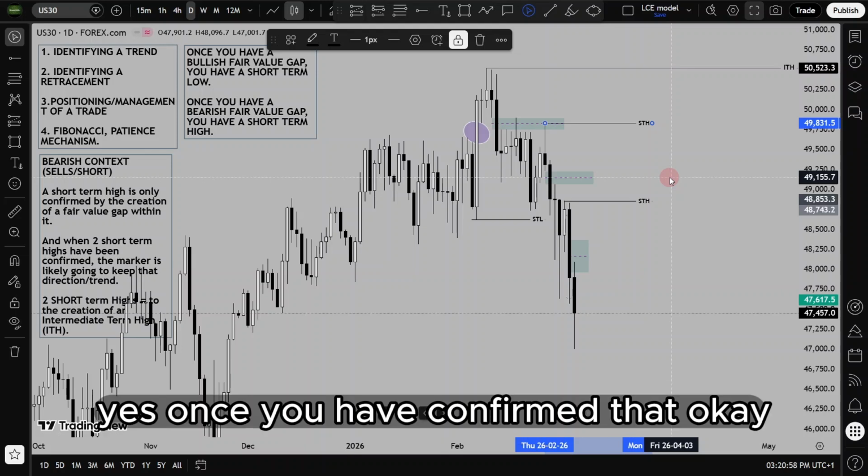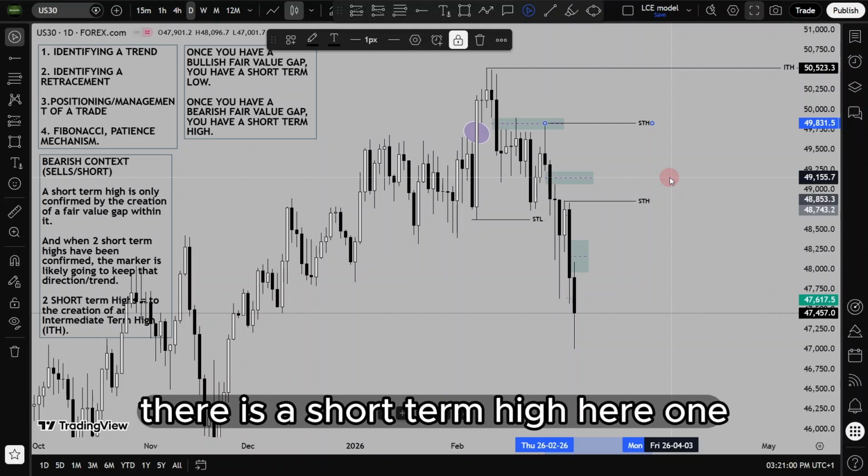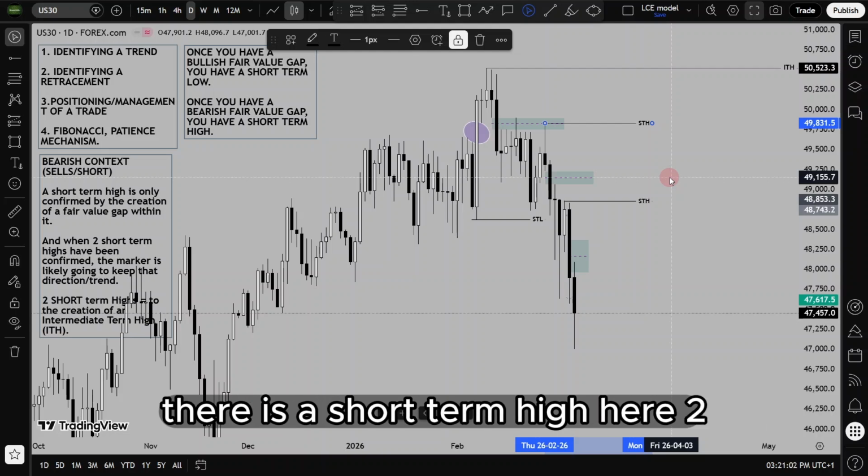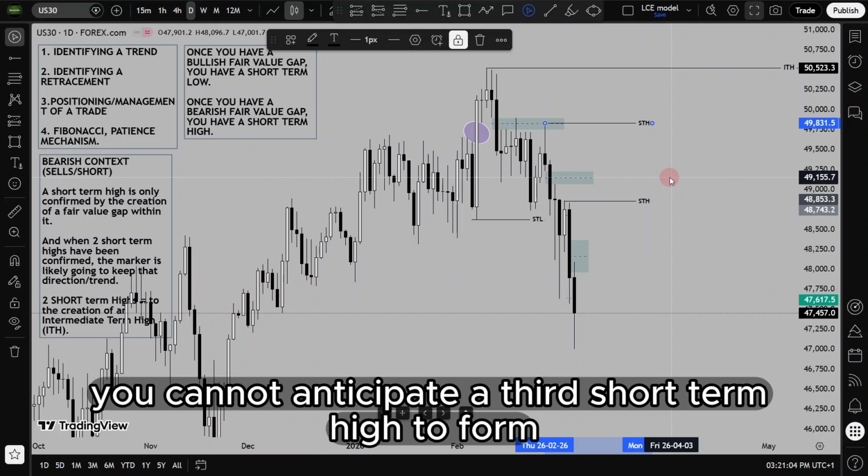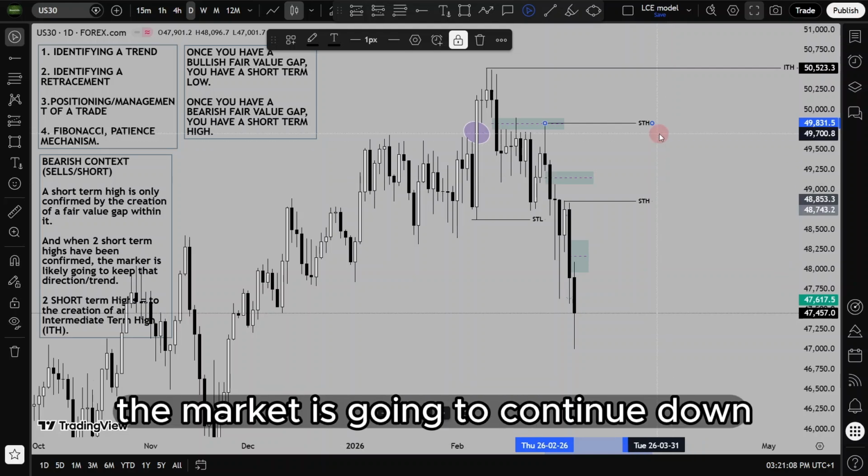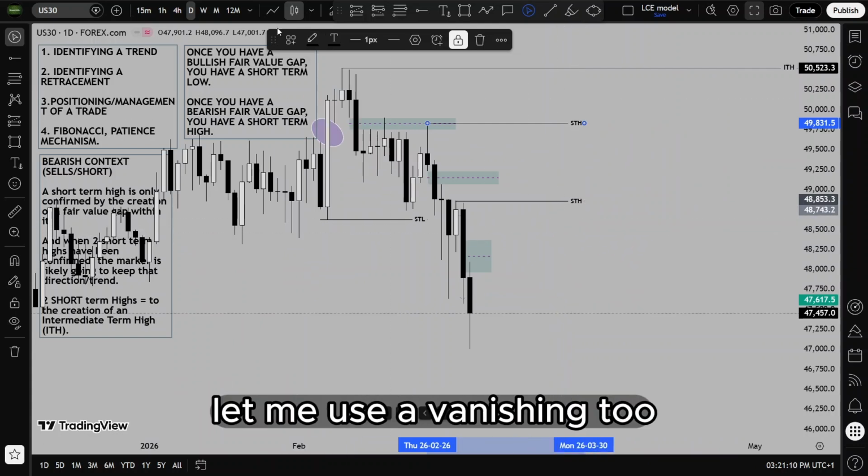Once you have confirmed that okay, there's a short-term high here 1, there's a short-term high here 2, you cannot anticipate a third short-term high to form, that okay, the market is going to continue down. All right, look at this. Let me use a vanishing tool.